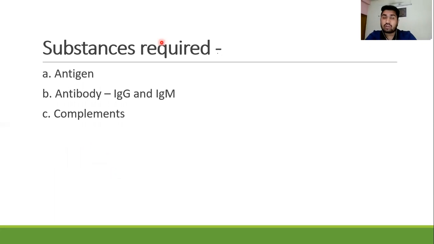Now, what are the substances required for type 2 hypersensitivity to occur? First one, the antigen. Second, the antibody. And third one is the complement. In type 1, we have seen the antibody involved is only IgE, but in type 2, IgG and IgM will be involved, because we know that only IgG and IgM can activate the complement. No other class can activate the complement. So here the antibody involved will be IgG and IgM.